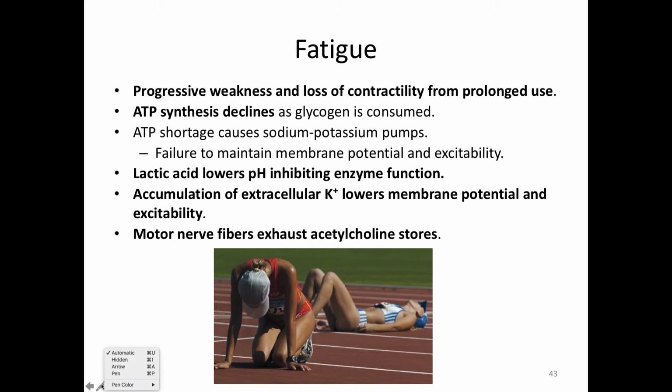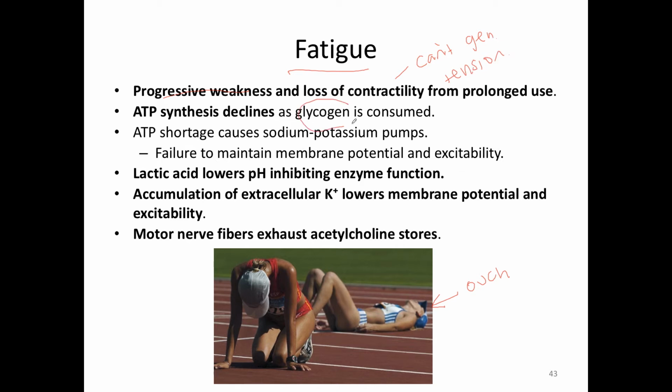So fatigue is the natural logical outcome of thinking about this. What happens if you use your muscles so much that you just run out of stuff? You don't have any ATP anymore, or you can't supply oxygen anymore. Then you get fatigue. These two people are probably recovering from fatigue after doing some sort of track and field event. Ouch, that doesn't look fun. Fatigue manifests as progressive muscle weakness and loss of contractility from prolonged use. So can't generate tension.